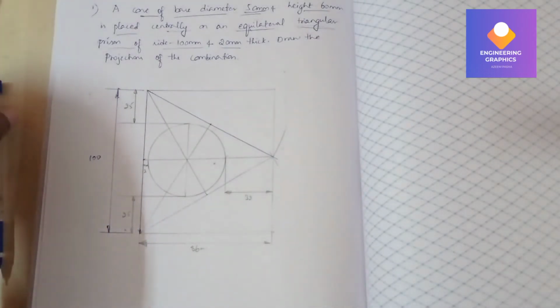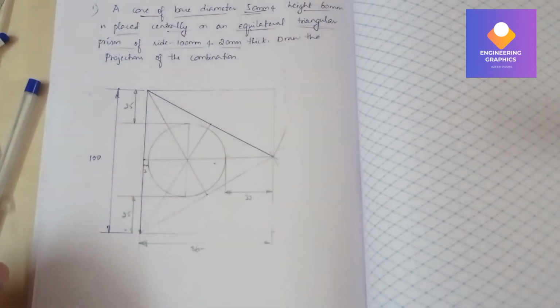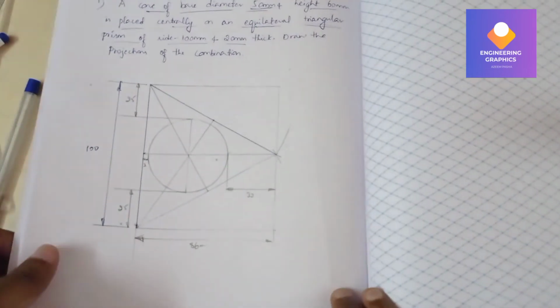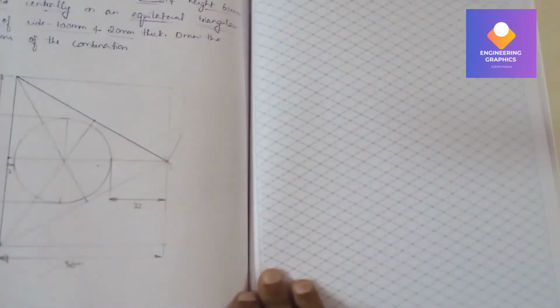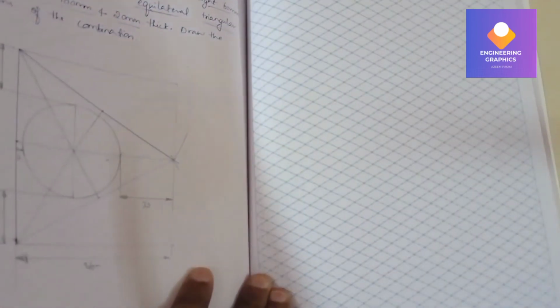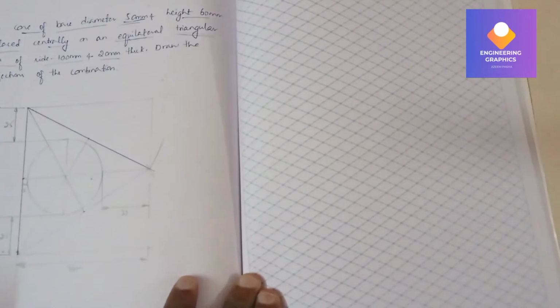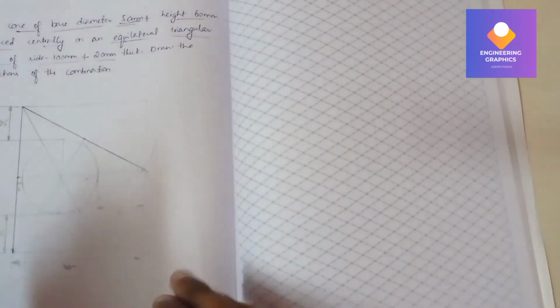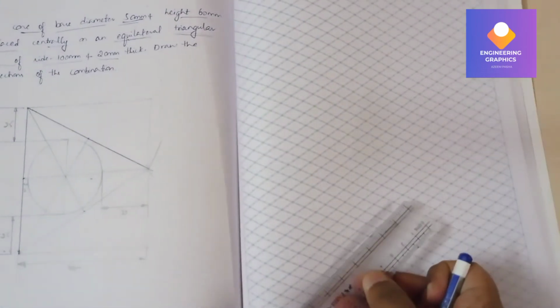Okay, now we need to construct a box here. Box of dimension, it is a rectangular box, 100 into 86. Okay, remember it, 100 into 86. So that is your box dimension. Okay, 100 into 86 mm we have to construct.